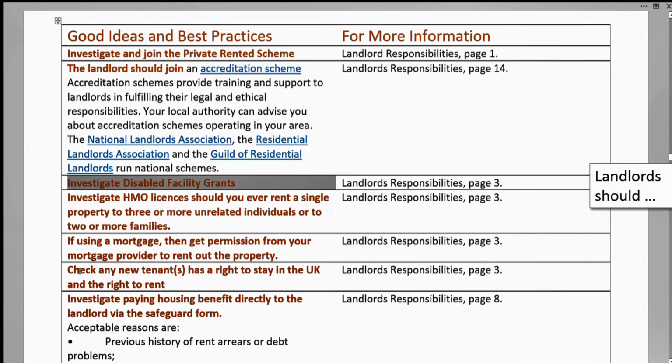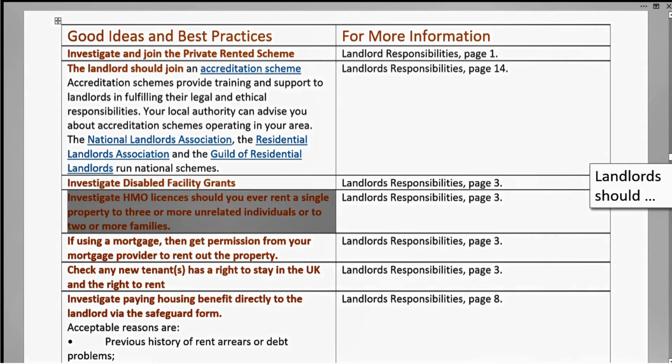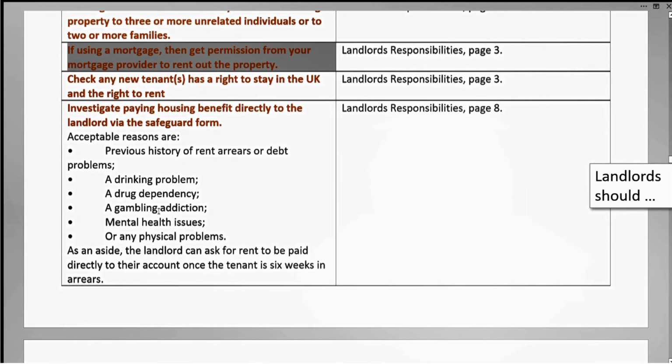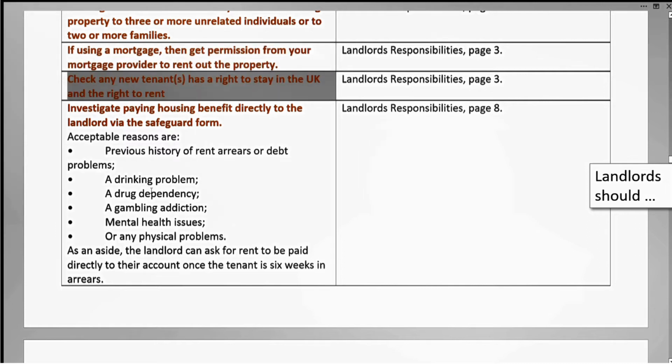Investigate disabled facility grants. Investigate HMO licenses should you ever rent a single property to 3 or more unrelated individuals or to 2 or more families. If using a mortgage, then get permission from your mortgage provider to rent out the property. Check any new tenant has a right to stay in the UK and the right to rent.